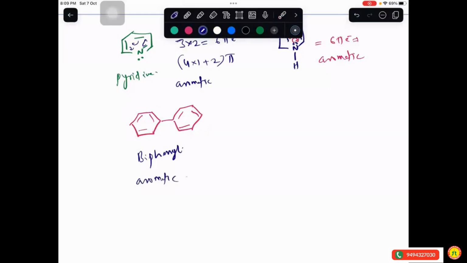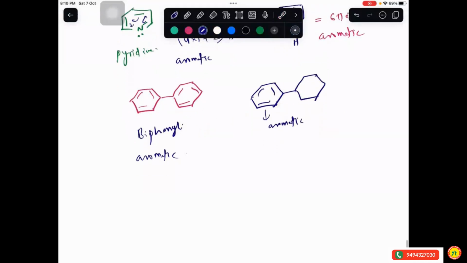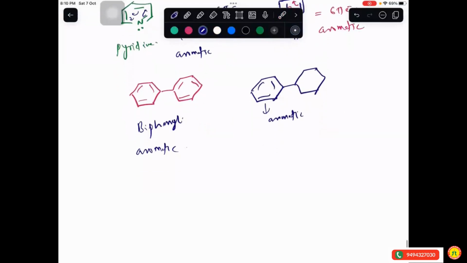This is not like this. Suppose I am taking one like this. In the next one, there are no double bonds in the cyclohexane ring. This is non-aromatic, this is aromatic. Just now I told you that in the entire molecule, if one part is aromatic, the total molecule is aromatic. Therefore, the entire ring system is aromatic, right? Getting?